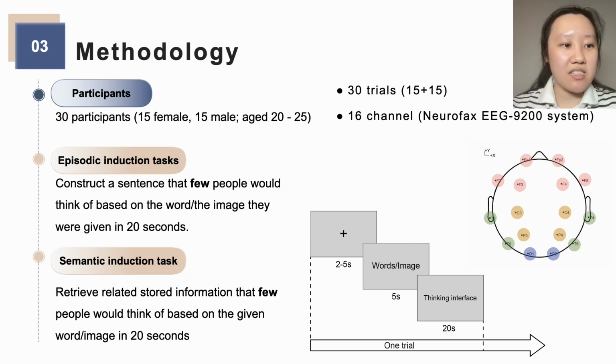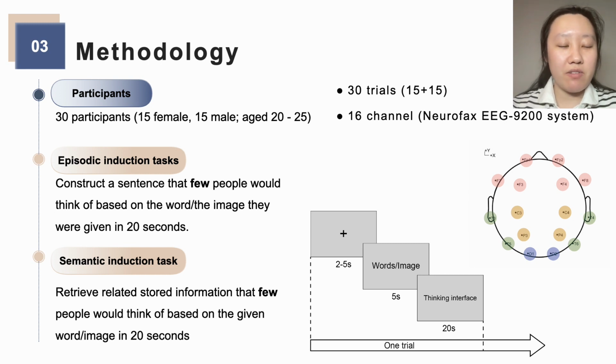We asked the participants to finish two kinds of tasks. The first kind of task is called the episodic induction task. In this task, participants were asked to construct a sentence that few people would think of based on the words or the image that they were given in 20 seconds. The second kind of task is the semantic induction task. In this task, participants were asked to retrieve related stored information that similarly few people would think of based on the given words or image in 20 seconds.